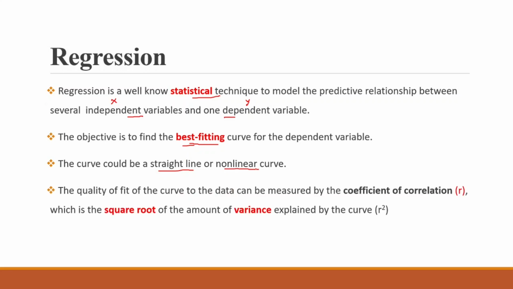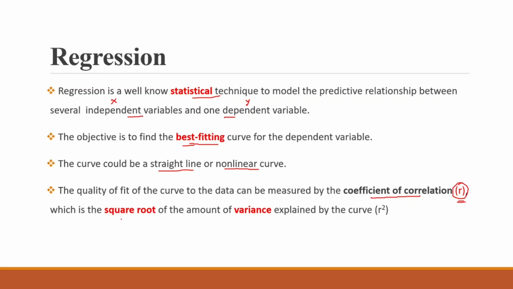The quality of the fit of the curve to the data can be measured by the coefficient of correlation, which is known as the R value. This is very important. So what is correlation? The coefficient of correlation determines how strongly the independent variables and dependent variable are related, that is, how closely they are related. So based on the R value, I should be able to measure that.